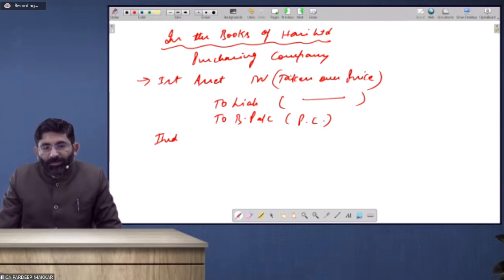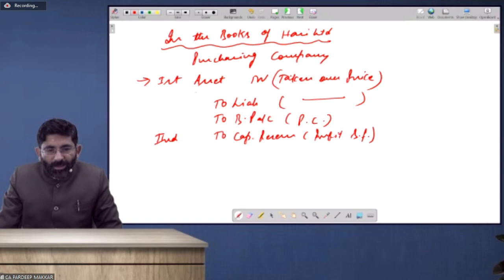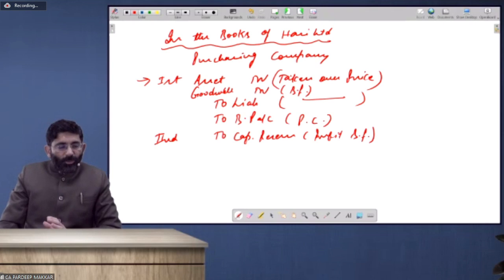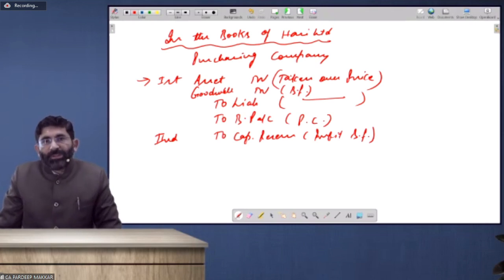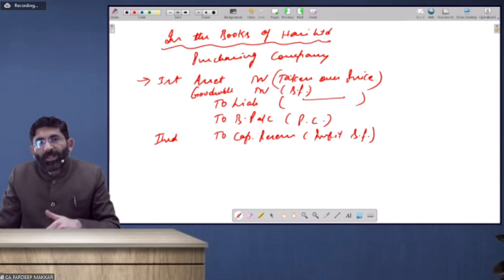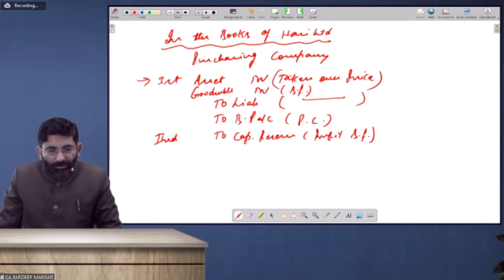If there is a difference between these two, then the difference will go to capital reserve, if profit, as a balancing figure. And in case there is a loss, that will be transferred to goodwill as a balancing figure. If he says goodwill is not to be brought into the books of accounts, even then you will have to do it, and then we will write it off in the next entry. My assumption is this entry is clear to you.